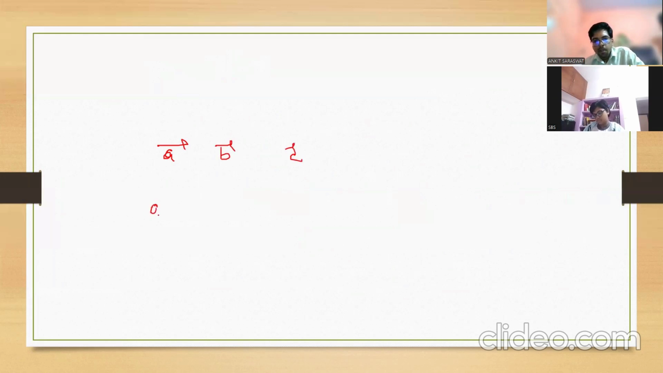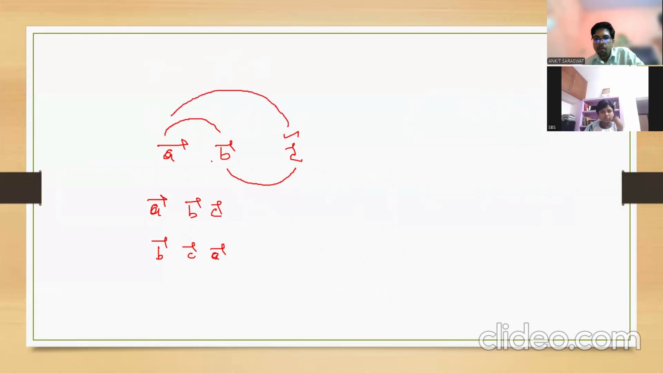If I write [A B C], the meaning is that B C A. First I write A cross B dot C. Then I write B cross C dot A. Then C cross A dot B. A B C: how will I write? First A B C, then B C A, then C A B.